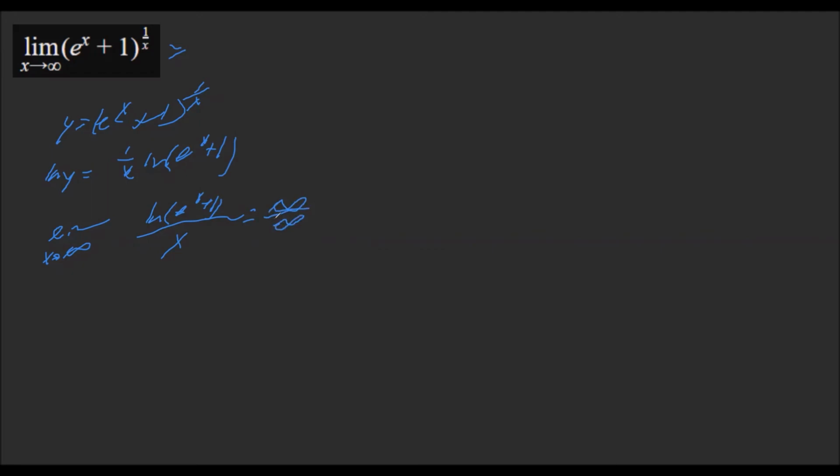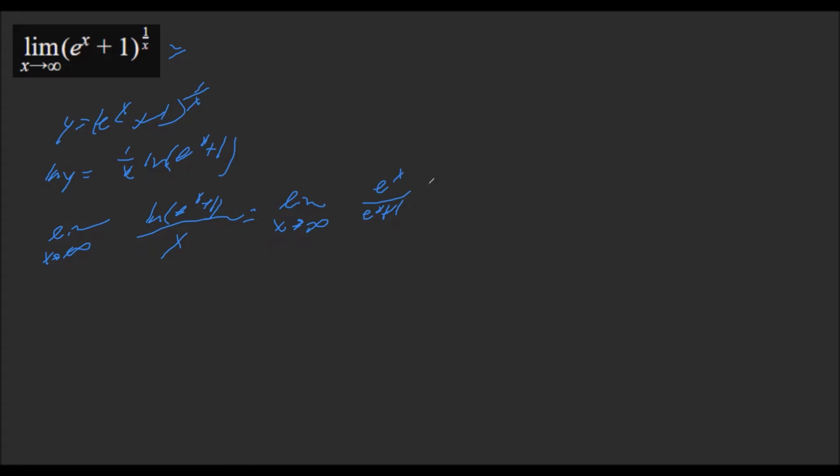Now this is obviously indeterminate, meaning that we can take the derivative of the numerator and the denominator. So the limit we currently have is equal to the limit as x approaches infinity of the derivative of the numerator, which is e to the power of x over e to the power of x plus 1, that is the derivative of natural log of e to the power of x plus 1, all over the derivative of x, which is 1. So I can simplify this by merely taking out the denominator: the limit as x approaches infinity of e to the power of x over e to the power of x plus 1.